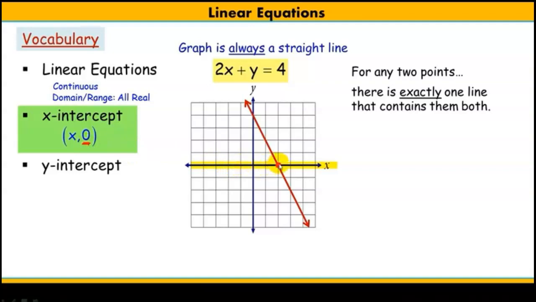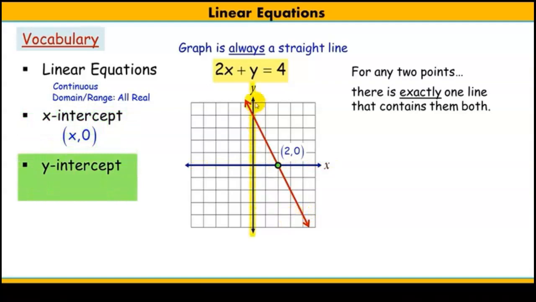And this particular one right here, when we talk about x-intercepts, it's understood that it's that value on the x-axis. And usually if someone asks you what the x-intercept is, you would look at this and probably say 2. But understand, it is a point that's on the line. Okay.